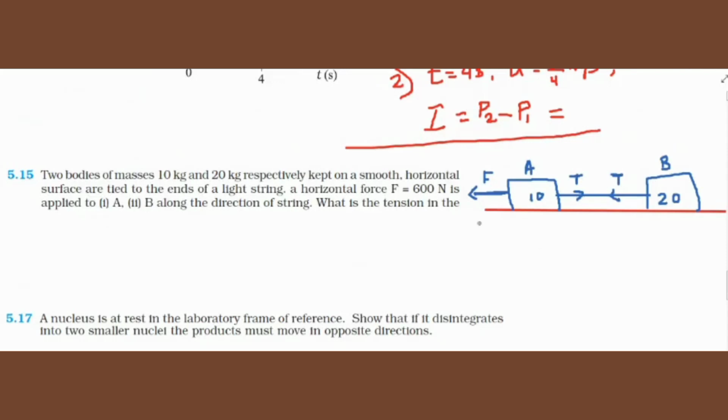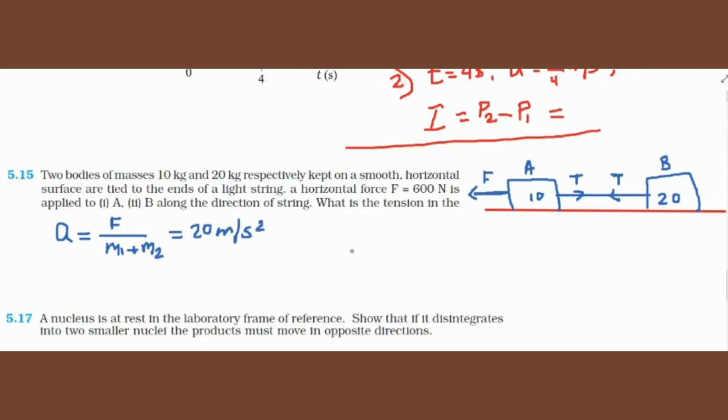Okay. So now when you pull the object like this using a force F, both the objects will move simultaneously. So they will act as a system of two objects, so you can calculate the acceleration of the system. How much will be the acceleration of the system? Total force divided by total mass, F divided by M1 plus M2, will give the acceleration. You will get the answer around 20 meter per second square.